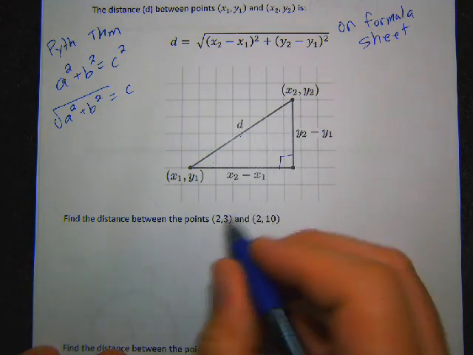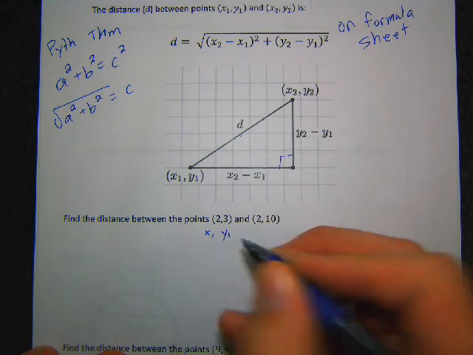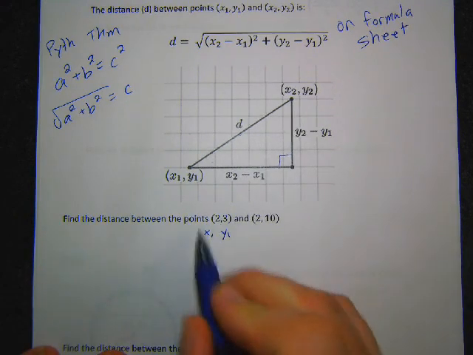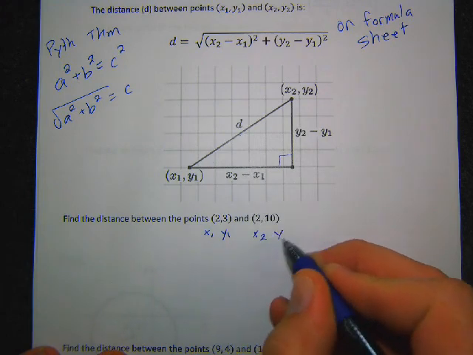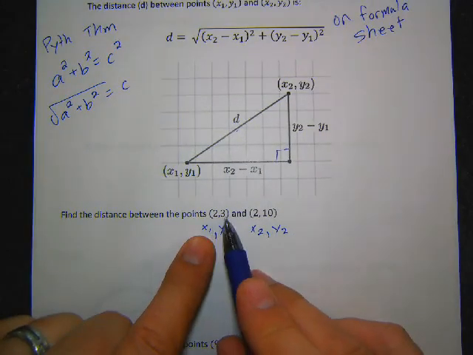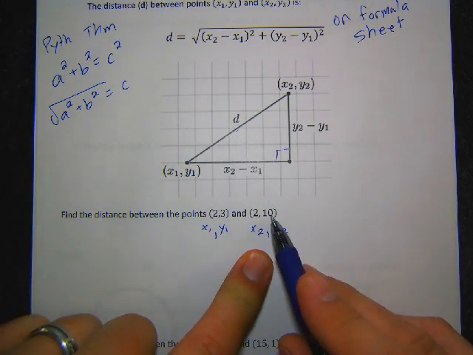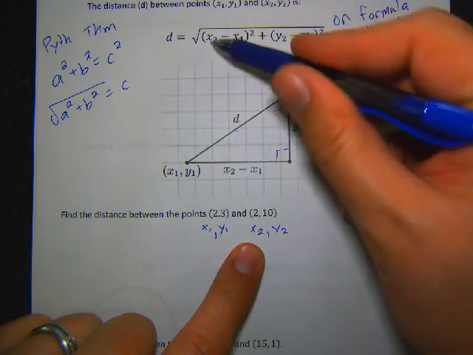So if I call the first one the 1 point, the x1, y1, I don't want to call one of them x1 and the other one y2. That's where you'd be in trouble. So this is my first one, and this one has to be the second point, so x2, y2. Now when I go to fill this in, I know that 2 and 3 are going to go in the 1's parts, and 2, 10 are going to go in the 2's parts.